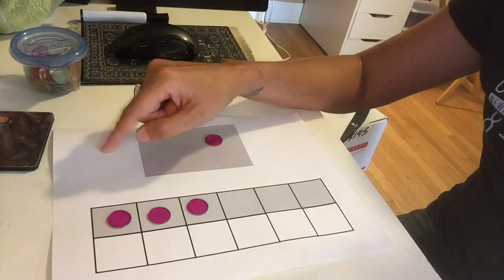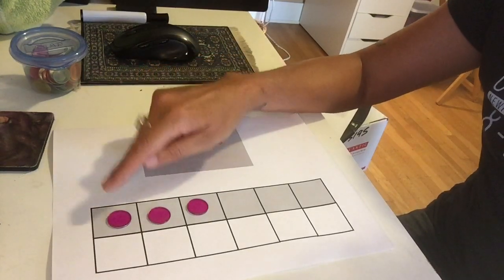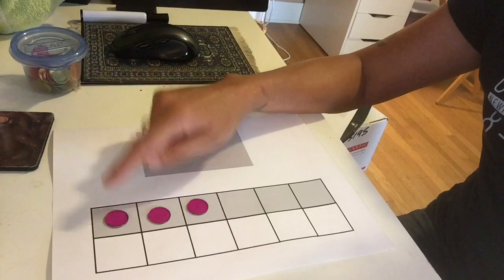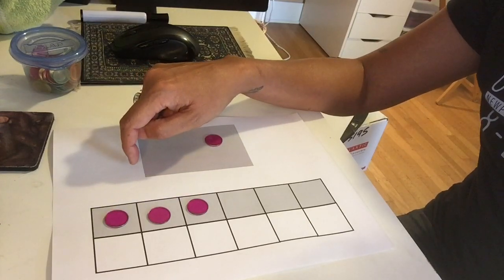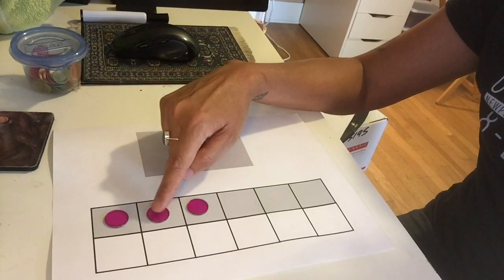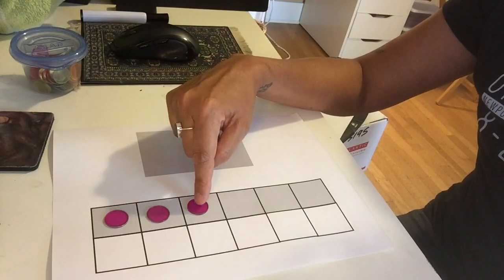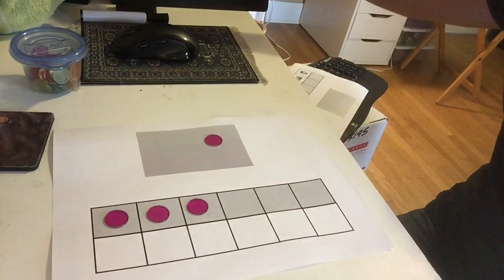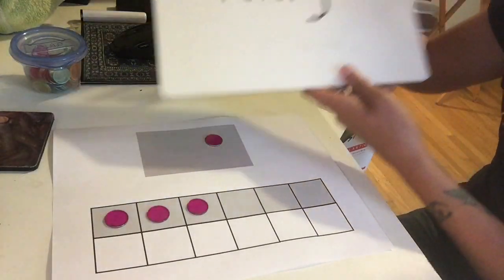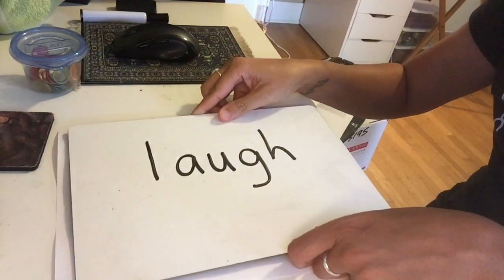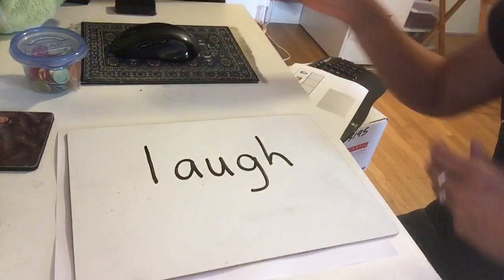And I also like to do this with them. I like to say, what's the first sound you hear in laugh? Oh. And we point to that first counter. What's the second sound you hear? Ah. And we point to that. And what's the last sound you hear in laugh? And then I show them the word. And like, isn't this a crazy word? This is the word laugh.